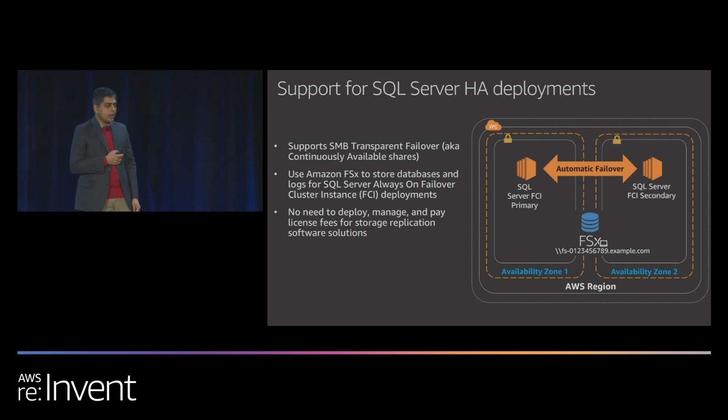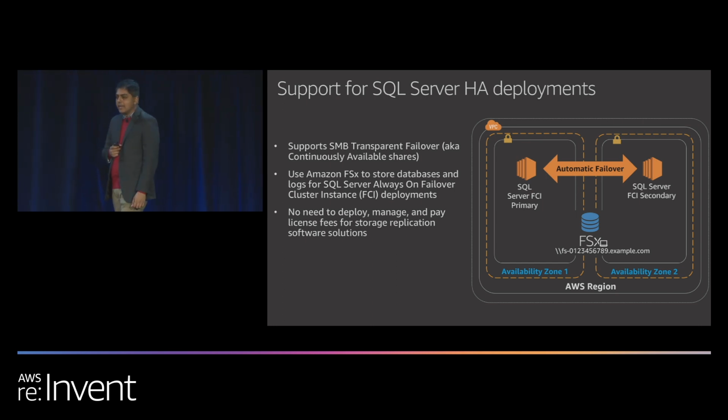So with our recently launched support for SQL Server HA deployments, you don't need to do any of that now. You can basically stand up an FSx multi-AZ file system. You can set up what is called a continuously available file share. Within the Windows SMB protocol, there's a specific feature called SMB transparent failover, which you get when you configure your file share as what is called CA, or continuously available.